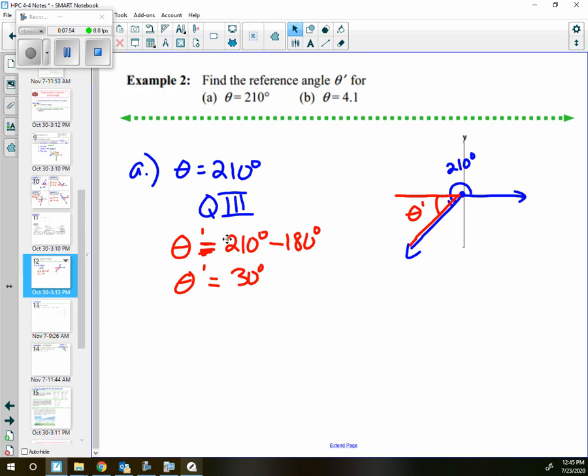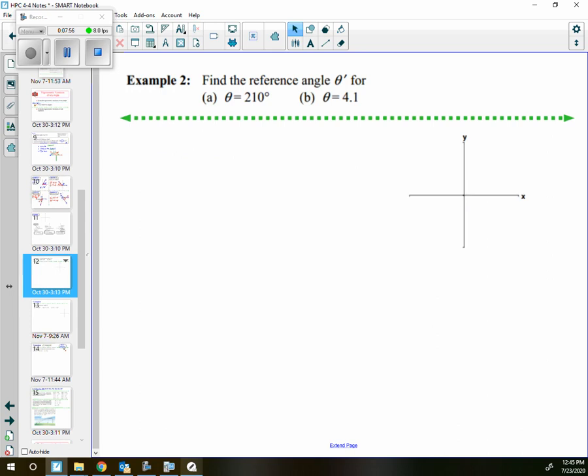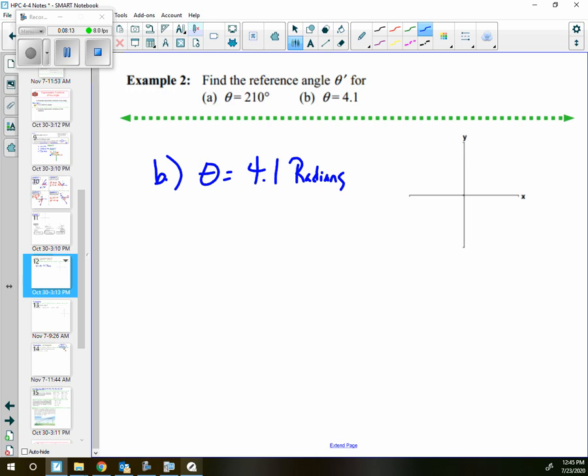All right, I'm going to erase this. Let's take a look at 4.1. Here's where things get a little bit interesting. 4.1 what? What units is that being measured in? What don't you see? I see no degree symbol, so this is in radians. What's really hard for people is trying to recognize and get comfortable with radian measure and knowing where it is, because don't we need to know what quadrant that's in? So we know how to calculate the reference angle.